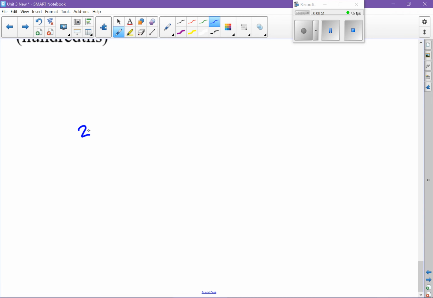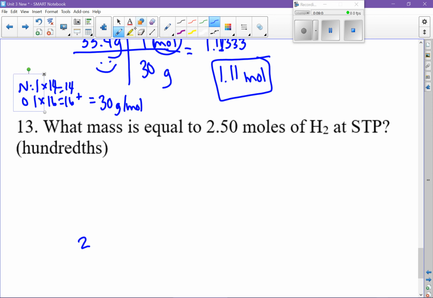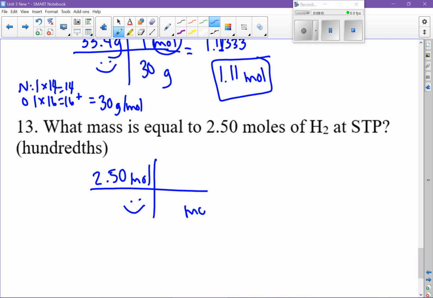And the last one, I start with 2.50 moles. Moles up, moles down. It says what mass. The unit for mass is grams. I know that 1 always goes with the mole. Grams means I need to find the mass of my chemical.